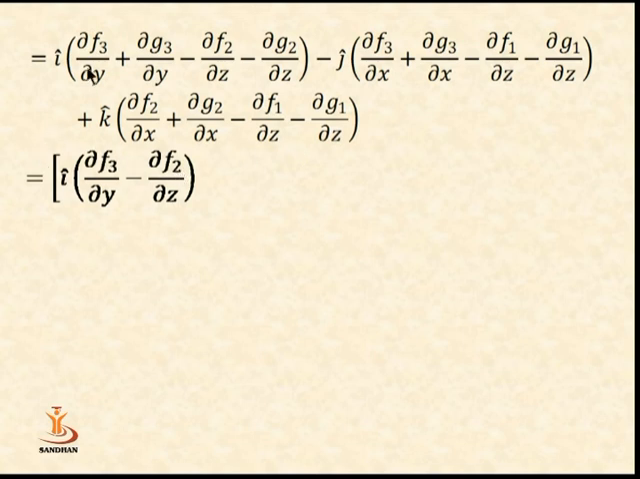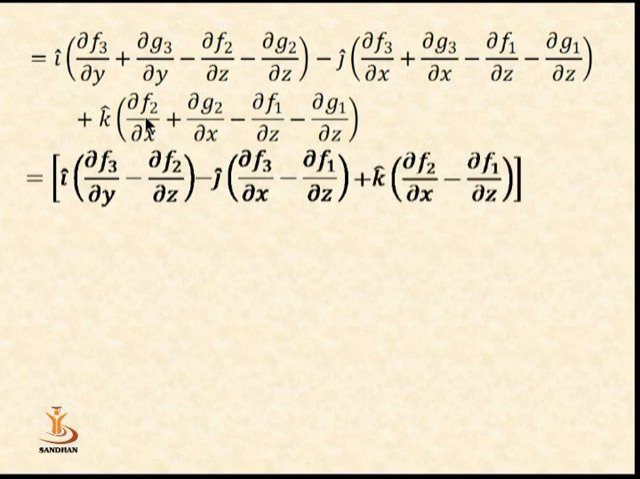Thus we again separate the f function and then the g function. From the i component, the f function is del f3 upon del y minus del f2 upon del z. Now we separate the f function from the j component. Thus we get del f3 upon del x minus del f1 upon del z. From the k component we separate the f function. Thus we get del f2 upon del x minus del f1 upon del y.